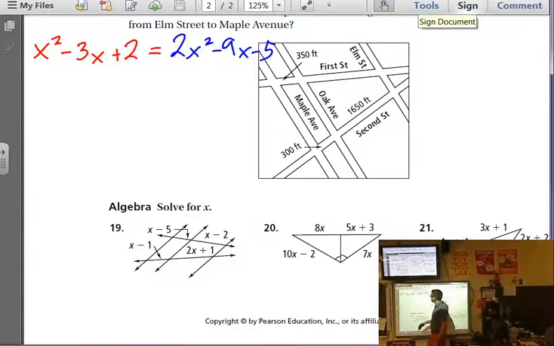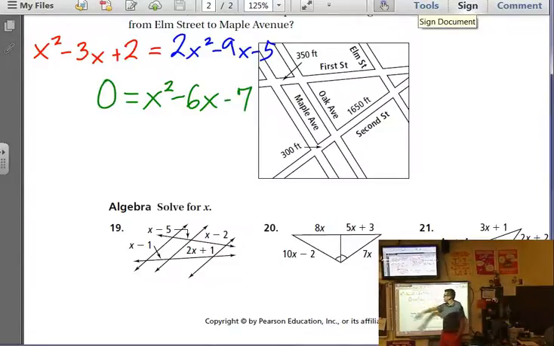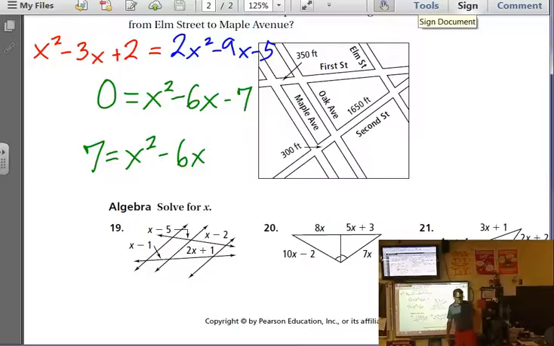If I combine like terms, if I subtract x squared on both sides, that's going to give my right side, let's go green, I guess, x squared. If I add 3x on both sides, this will become minus 6x. And if I subtract the 2, I get negative 7. But that would all be equal to 0. So if I add 7, I have x squared minus 6x.